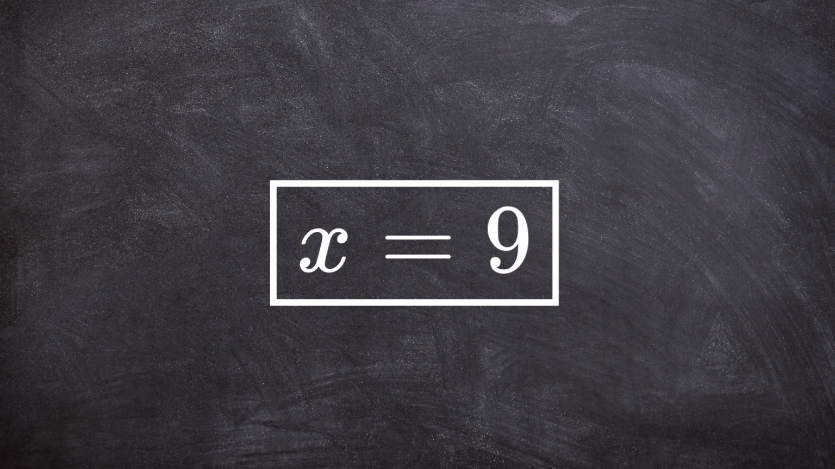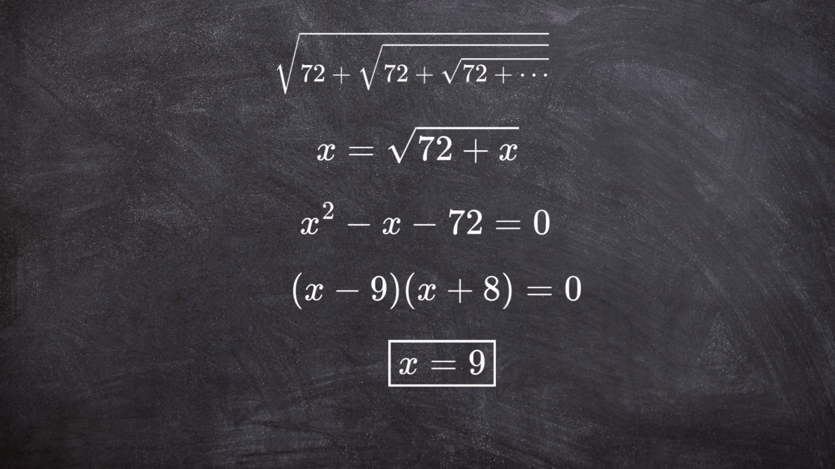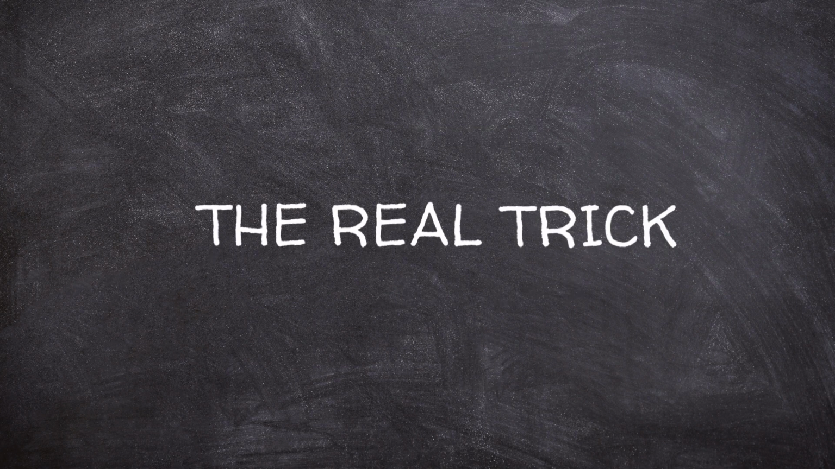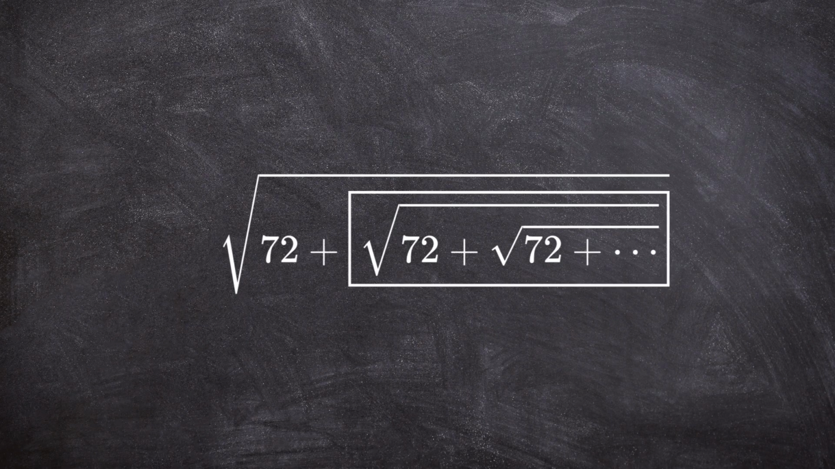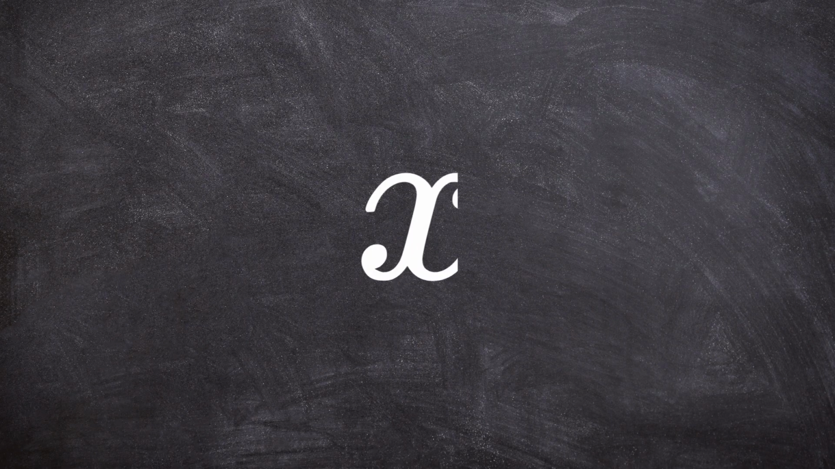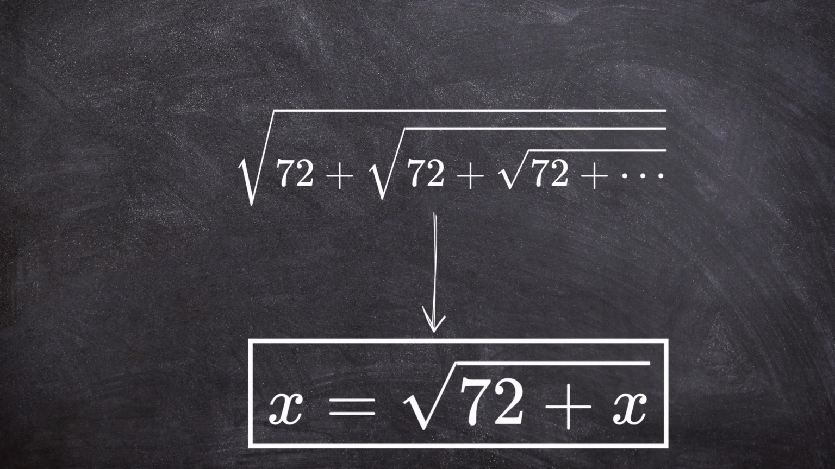That's it. An expression that looked endless was solved with just a few simple steps. Now here's what actually made this problem easy. We didn't calculate the square roots one by one. We looked for the part that keeps repeating. Then we gave that repeating expression a name. We called it x. Once we did that, the complicated expression became a normal equation.